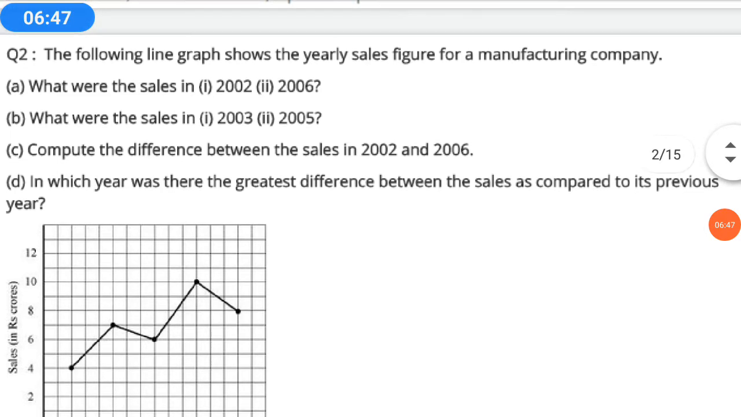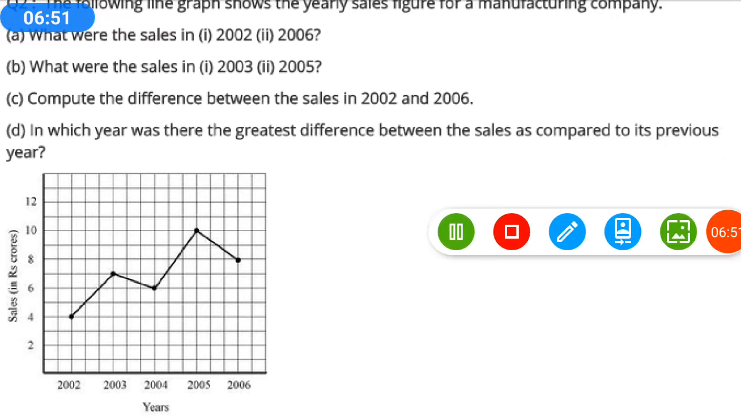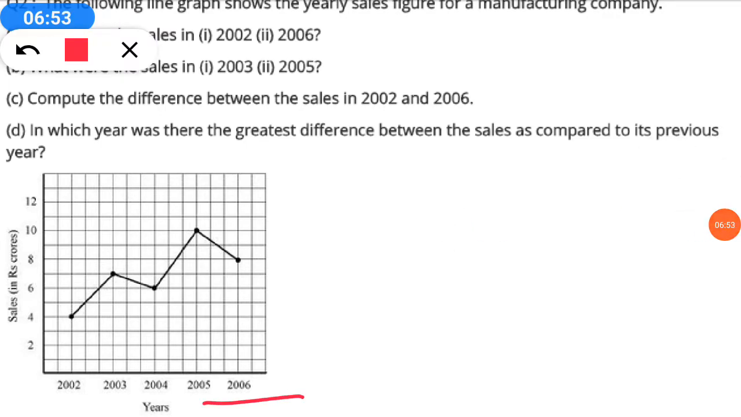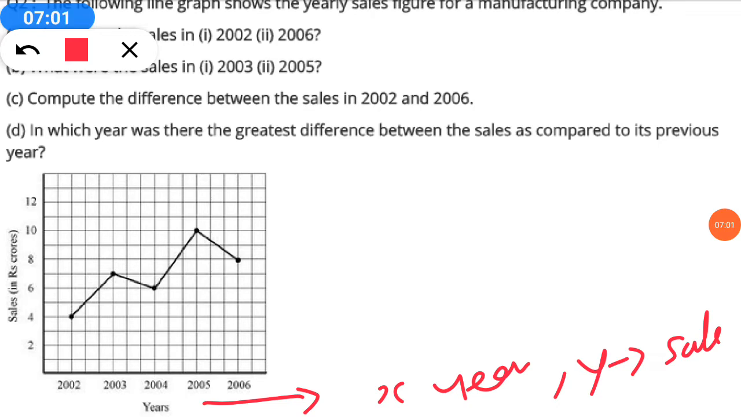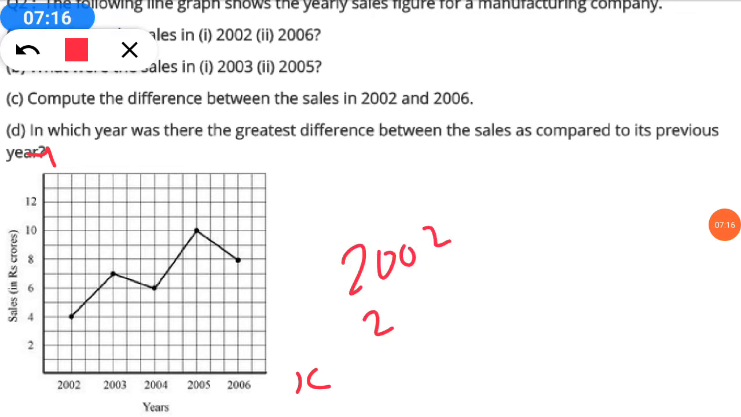So we can see over here a graph is mentioned, isn't it? A graph is given between which? A graph is mentioned between x-axis as year and in the y-axis it is mentioned as sales, isn't it? This is y-axis, this is x-axis. Clear? Now, as we have seen that this one is the x-axis, this one is the y-axis. First question it is asked that what was the sale in 2002 and 2006. So what was the sale in 2002 and 2006?